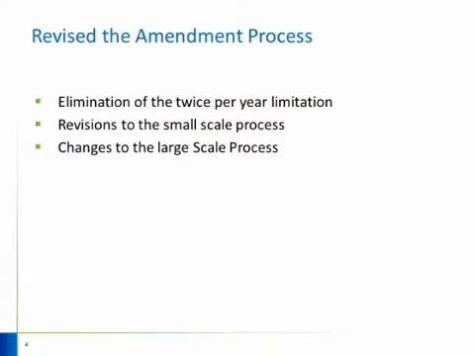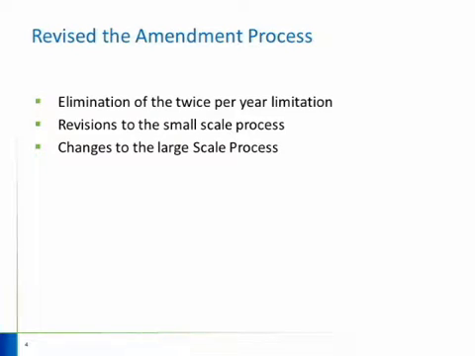Most of the changes were seen as a shift from state-mandated planning to more control at the local level. Many of the changes were very significant, including the removal of Rule 9J-5, as well as an elimination of the twice per year limitation on comprehensive plan amendments. There were also revisions made to the small-scale amendment process in Chapter 163.3187. No longer was there a limitation on the timing of small-scale amendments or the ownership requirements.